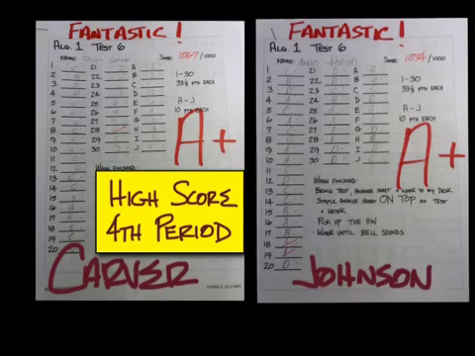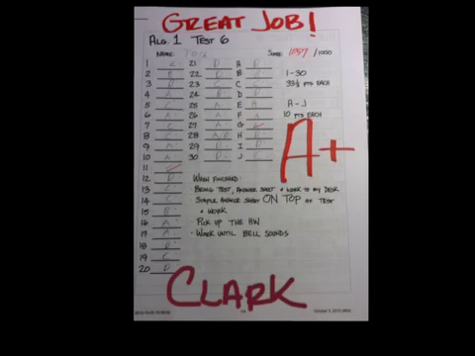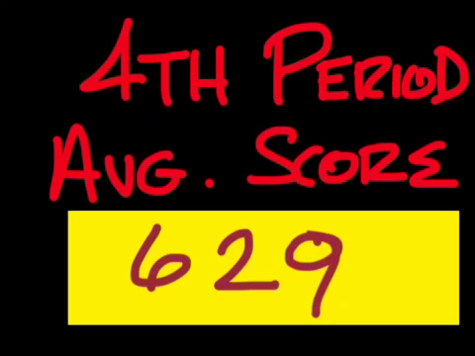For fourth period, Carver and Johnson had A+. Carver had the high score for fourth period. He was tied with someone else. Carver was tied with Malone with a 1067, and Hamilton also had an A. And Clark had an A+. Fourth period's average was 629.